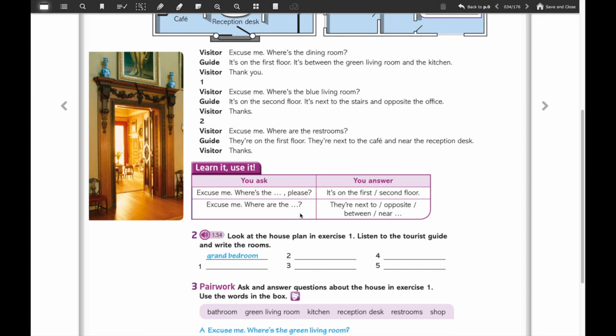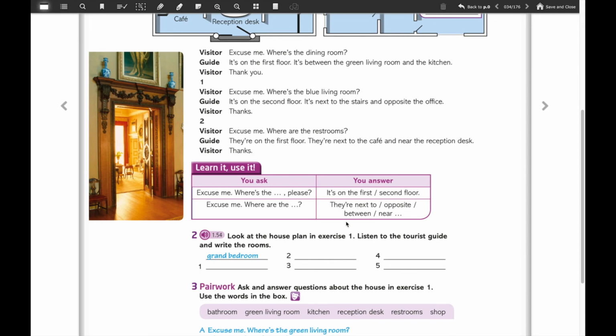Excuse me, where are the offices? Or where are the bedrooms? Okay, this is related to plural forms. Where are, in this case, the example says, where are the restrooms? Or you could say, I don't know, where are the classrooms? Because there are a lot. And a possible answer is that they are next to the office, or opposite the kitchen, or between the restrooms and the bedroom, or near the principal's office.